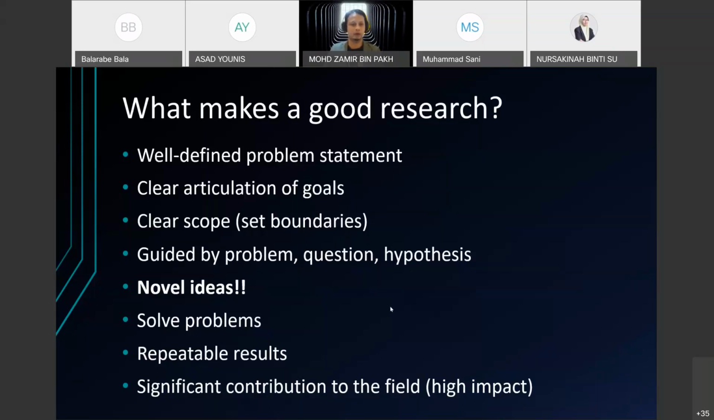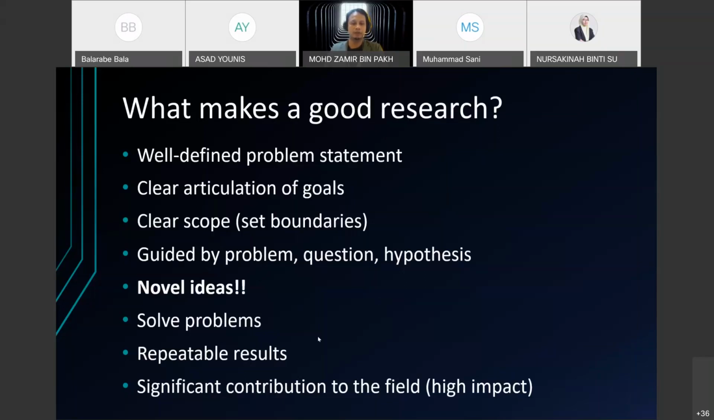Okay, all the time. Novel ideas. So just now Imdad mentioned about novel ideas, new ideas to the field. So novel here means new ideas. So if you talk about PhD especially, you need to contribute something new to the field, to the body of knowledge. You need to solve problem. What makes a good research? Research that can solve problem. You want to solve problem. So that's why we start with a clear problem statement that needs to be solved.